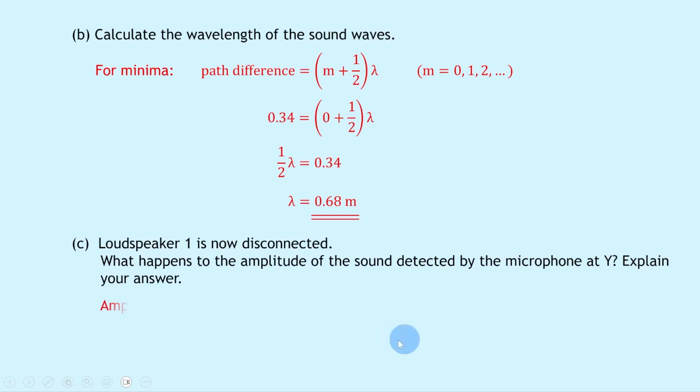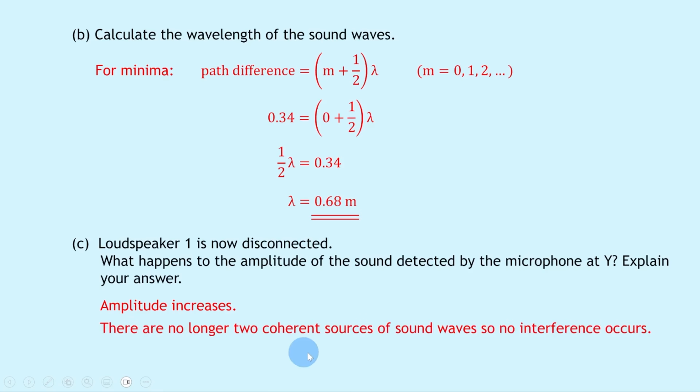And if that's the case, we could say the amplitude detected at Y increases, and this is because there are no longer two coherent sources of sound waves, so no interference occurs. So we would no longer detect a quieter sound at that minimum because it's no longer a minimum since there's no interference pattern, so it must be a louder sound that is detected.